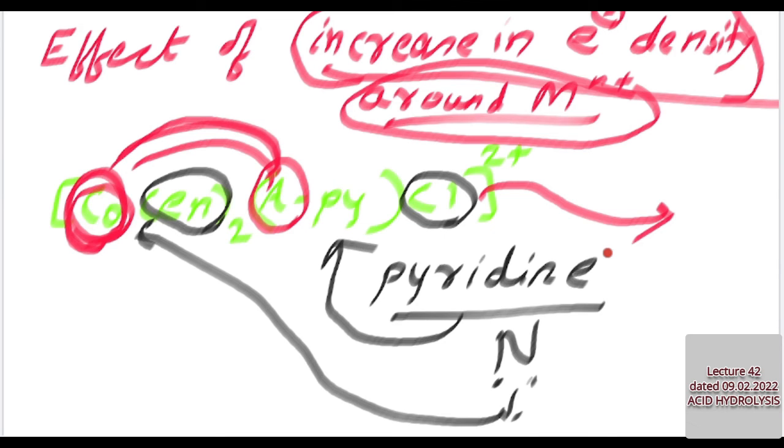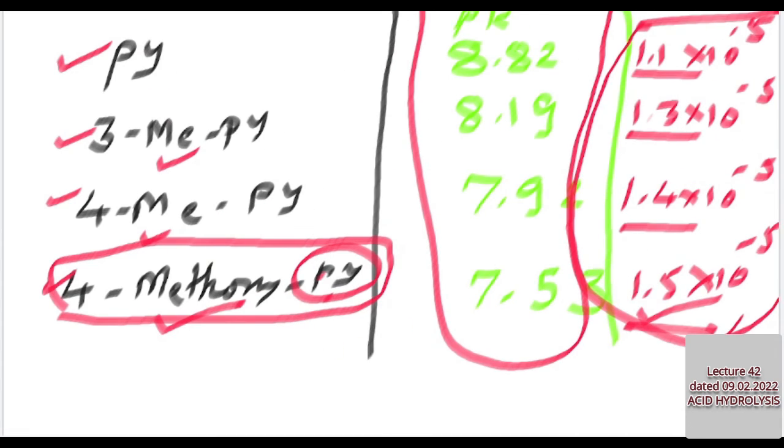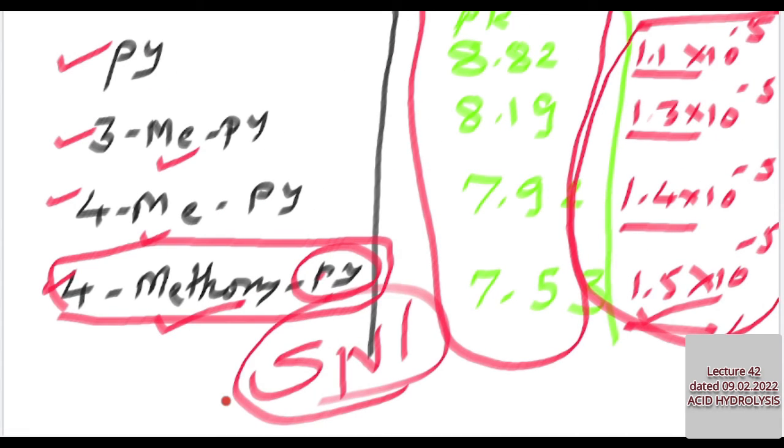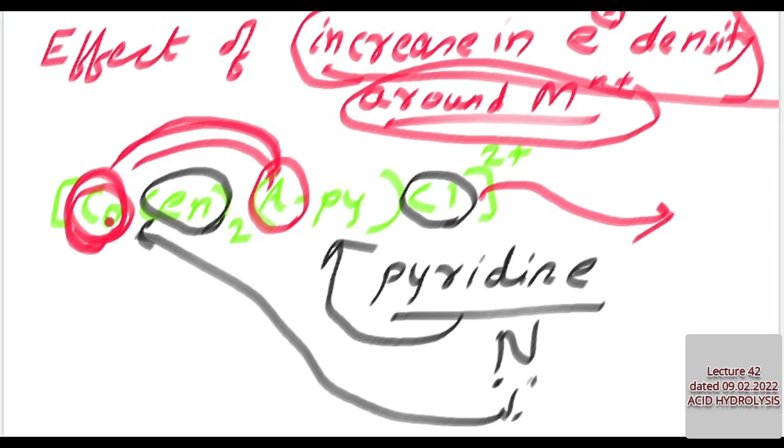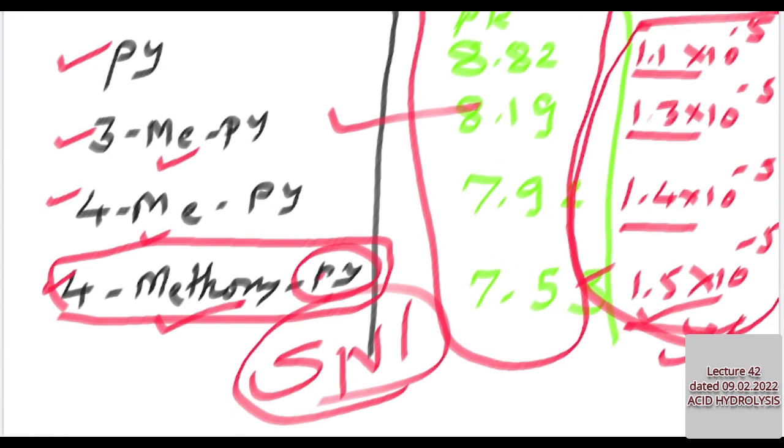So chloride will be easily removed, readily removed. If it is readily removed, it means the 5 coordinate intermediate is easily forming. If the 5 coordinate intermediate is forming, then certainly the reaction mechanism will be SN1. Only and only possibility is SN1. So these observations of increasing electron density around the metal ion and increasing the speed of the reaction prove that the mechanism is SN1. Is it clear? Yes, sir.